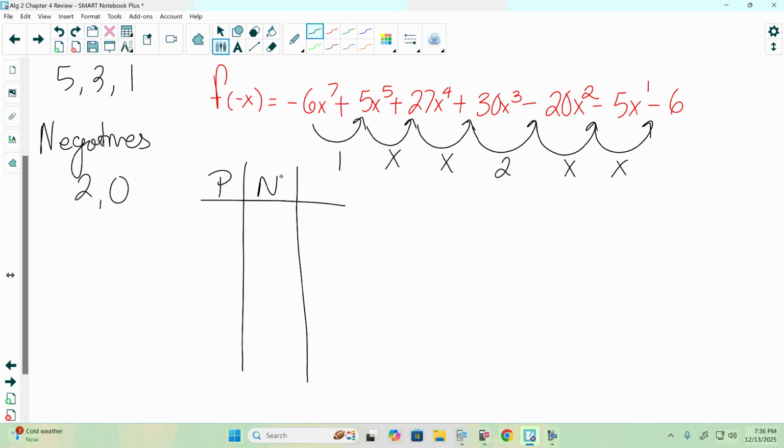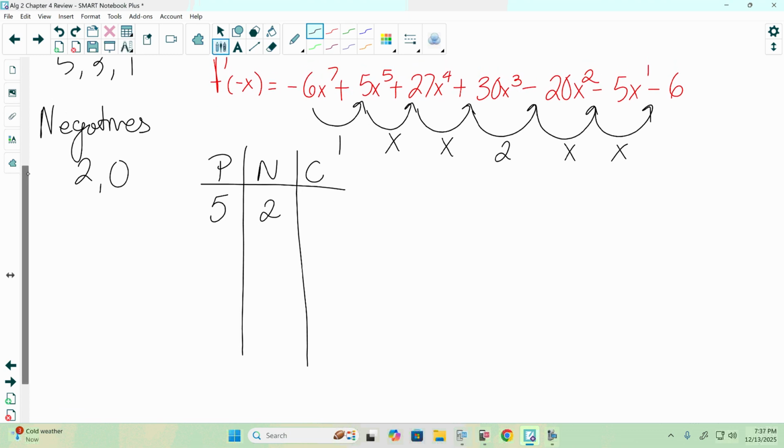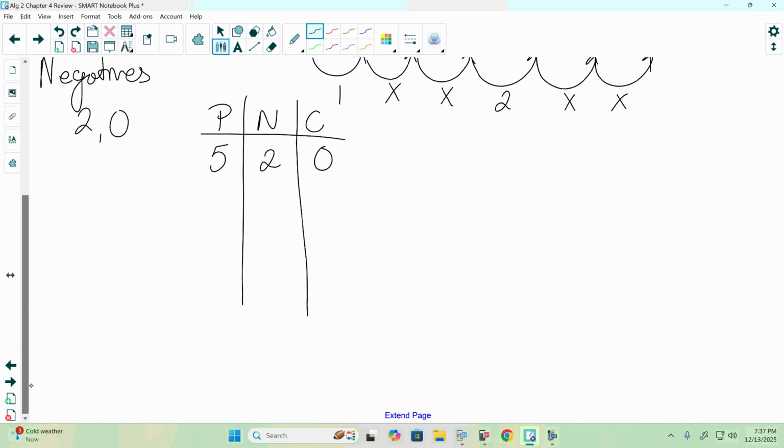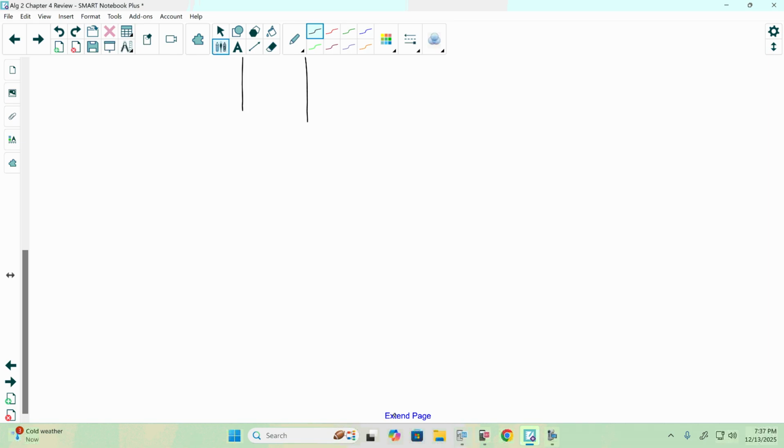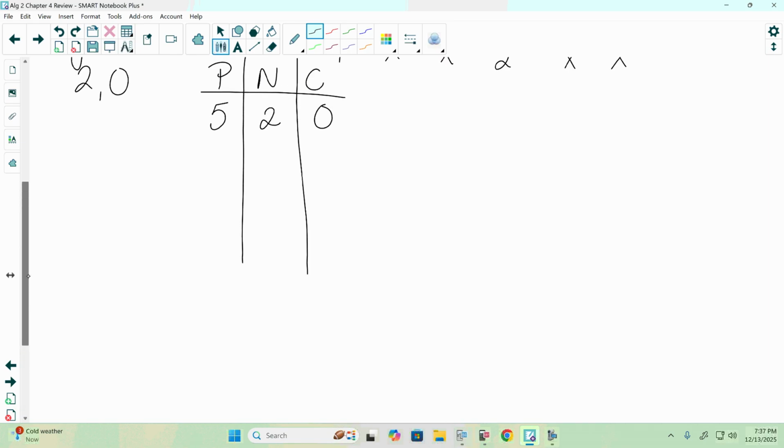Positive, negative, complex. So the most positives I can have is 5, 2 negatives. Now since the degree is 7, we should have 7, and 5 plus 2 does give us 7. We aren't missing any, so it'd be 5, 2, 0. Now at this point, I would start subtracting 2 from the negatives. I can take 2 away from the negatives, giving me 0, telling me I can have 5 positive, 0 negative, and 2 complex.